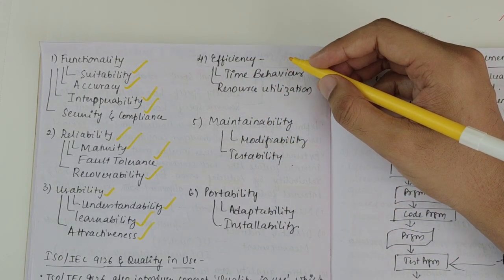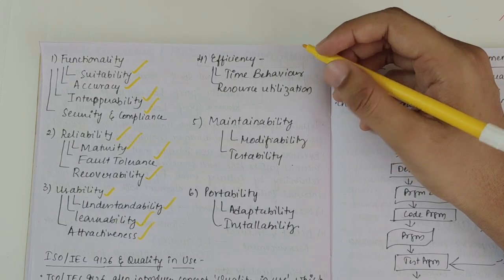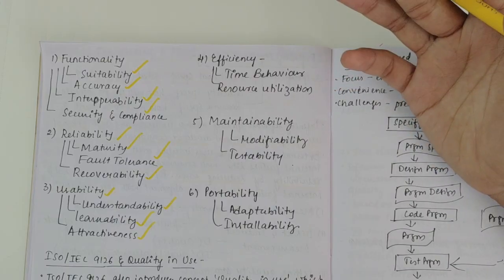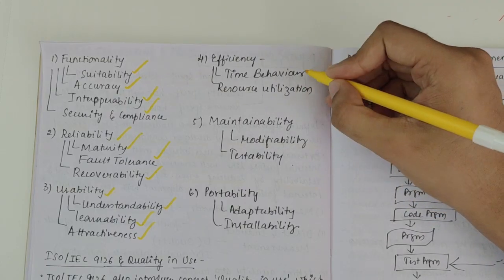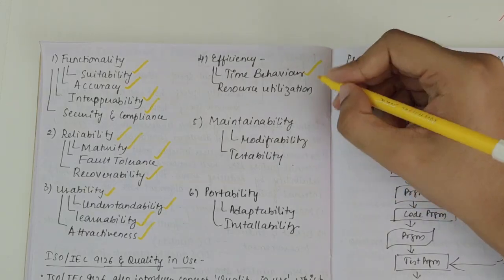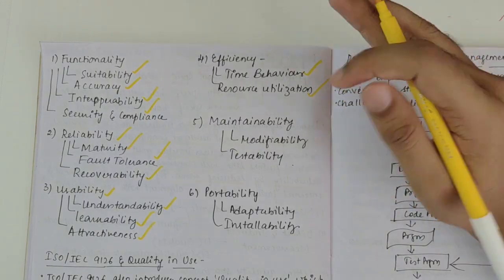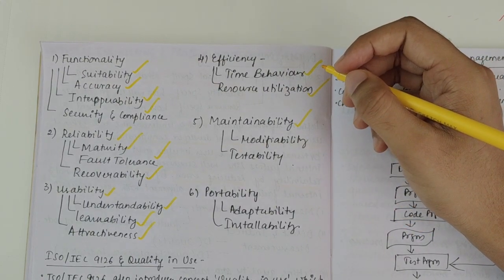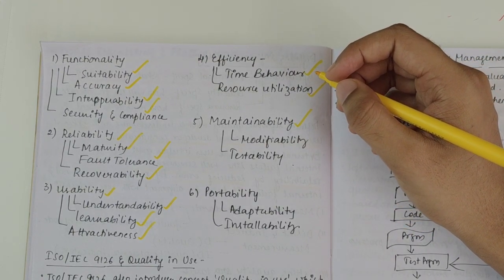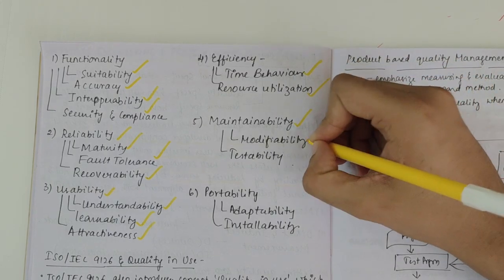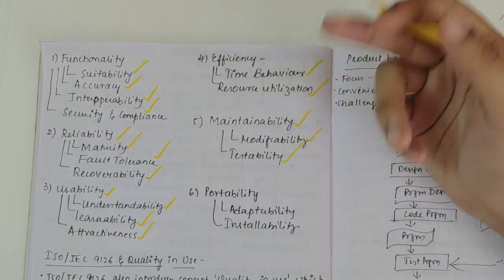Then we have efficiency. Efficiency is how well we use time and resources; utilization and optimization come under efficiency. We have time behavior: the software should work properly in the stipulated time. And resource utilization: it should make optimal use of resources. Then we have maintainability. It should be easy to maintain the software, and any modifications to be done should be easy to make. And testability: it should be easy to test also.